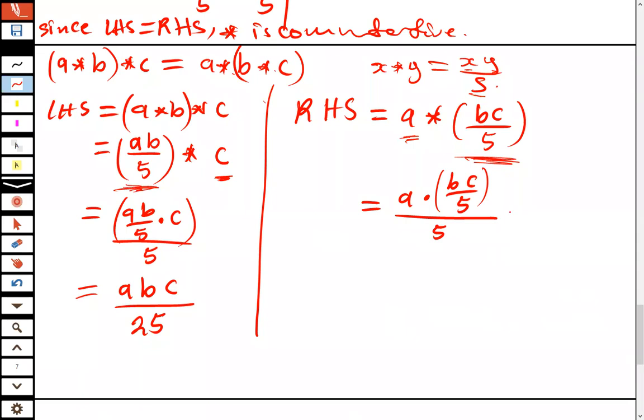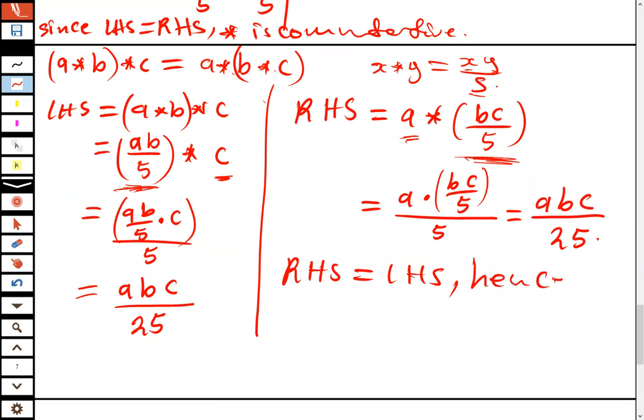So this will also give us A times B times C will give us ABC. And then divided by 5 times 5 there will simply just give us 25. So we can see that the right-hand side is equal to the left-hand side. Hence, star is associative.